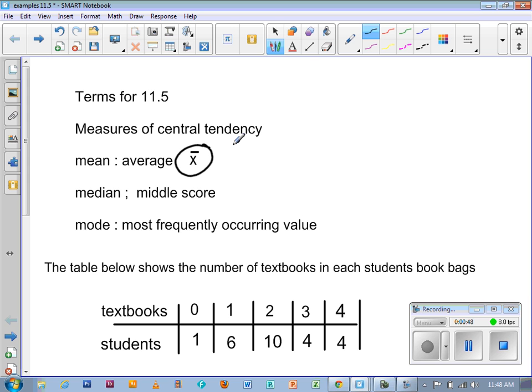Median is the middle score. That's like in the middle for middle score. And mode is the score that occurs the most often.